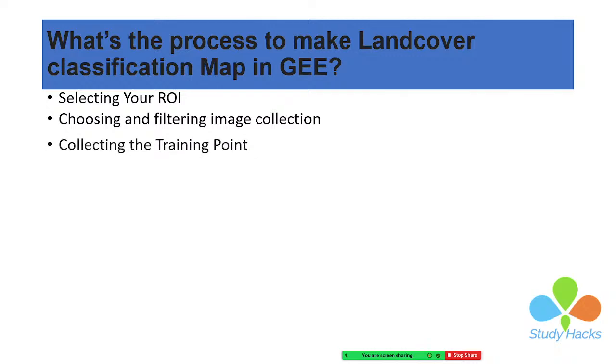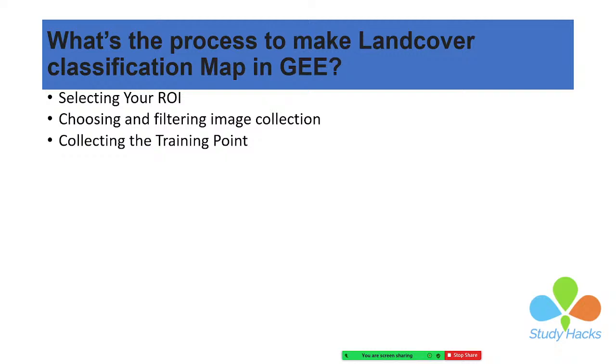And then we need to collect the training points. It's most important. When you want to make the land cover classification map, mainly we will use two machine learning methods here. If you want, you can use the supervised machine learning method or the unsupervised machine learning method. When you want to work with the supervised machine learning method, then you need to collect some training points for running the supervised machine learning.